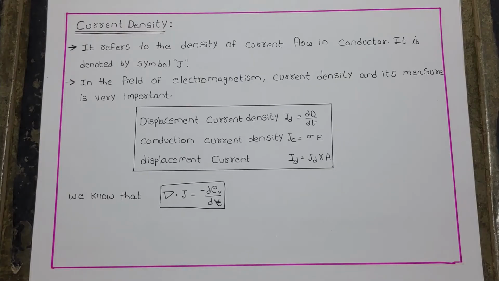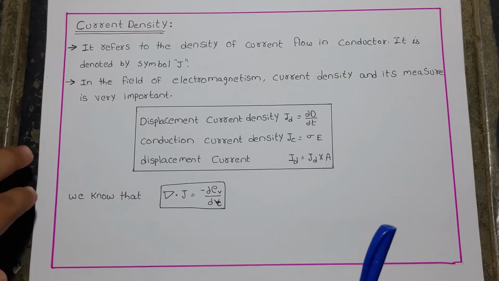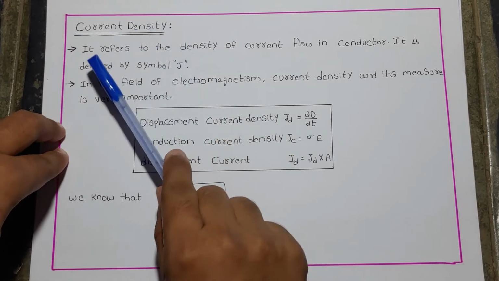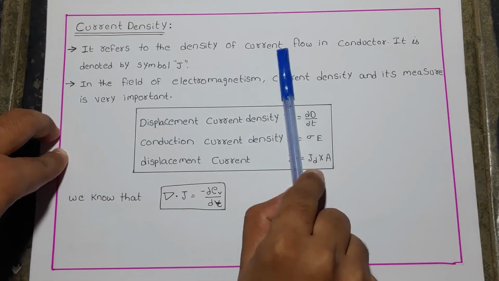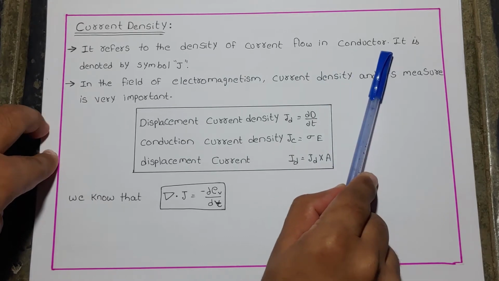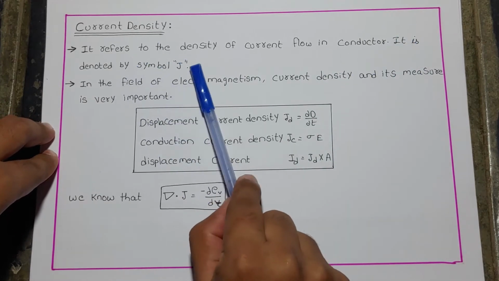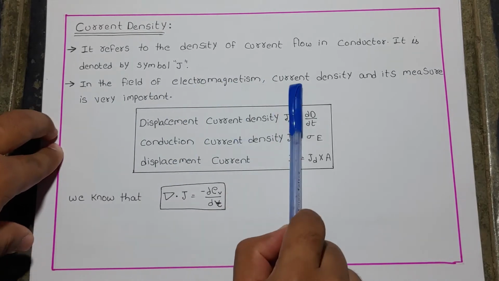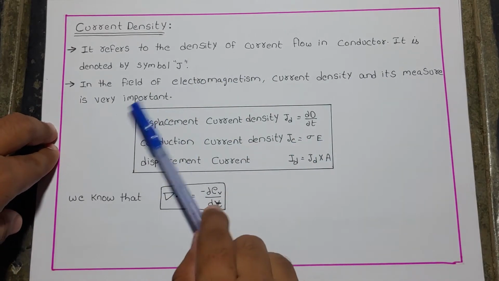Hello friends, welcome to Everything You Need. Today in this video we are going to learn about current density. It refers to the density of current flow in the conductor. It is denoted by symbol J. In the field of electromagnetism, current density and its measure is very important.